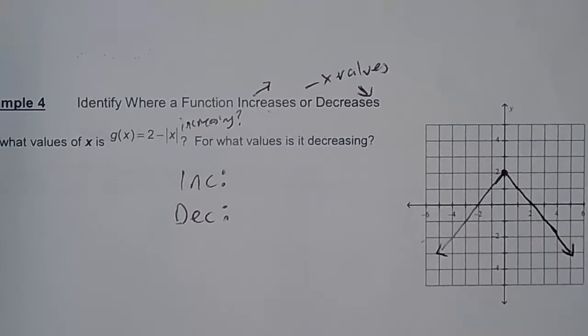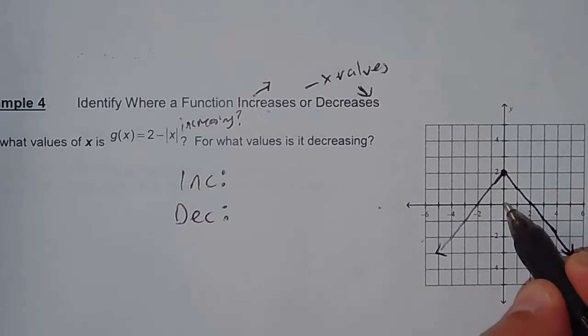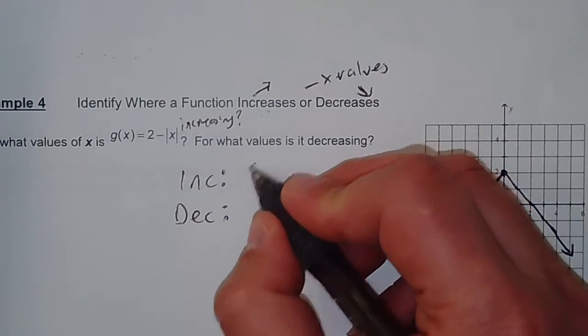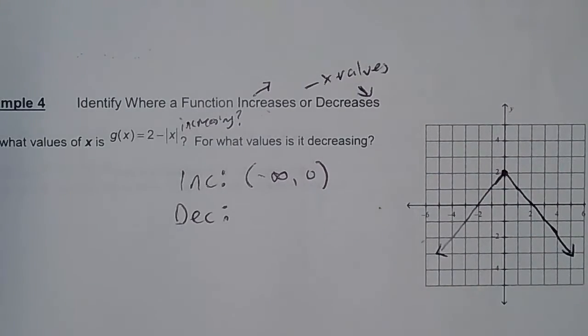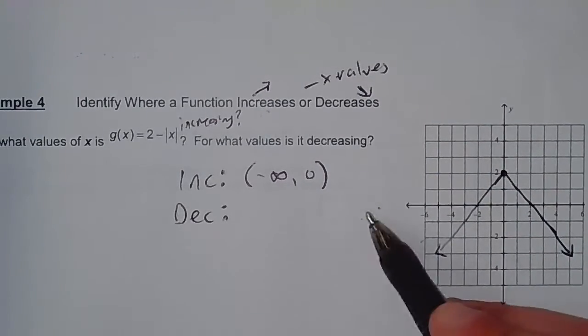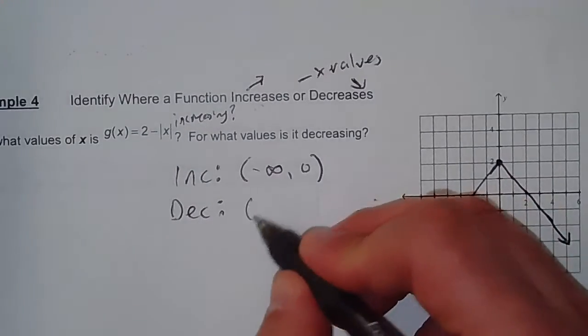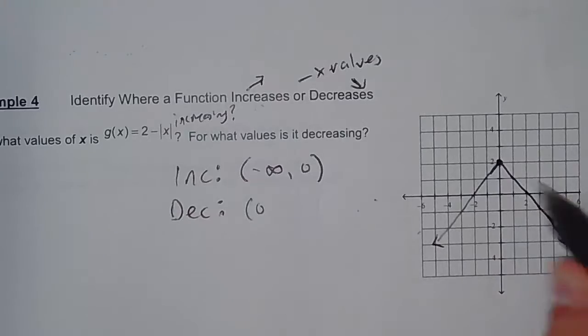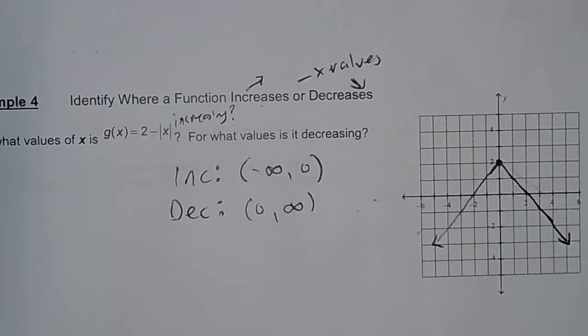Okay, so we just have to write those as intervals. We're going to go from negative infinity until 0, because again, we care about the x values. From negative infinity to 0, this graph increases. Everything from the left all the way till we hit 0, this graph's going up. And then at 0 and on forever, this graph now decreases. So from 0 to infinity, it would be decreasing. Again, you're looking at the slopes of the lines and what directions they're going.